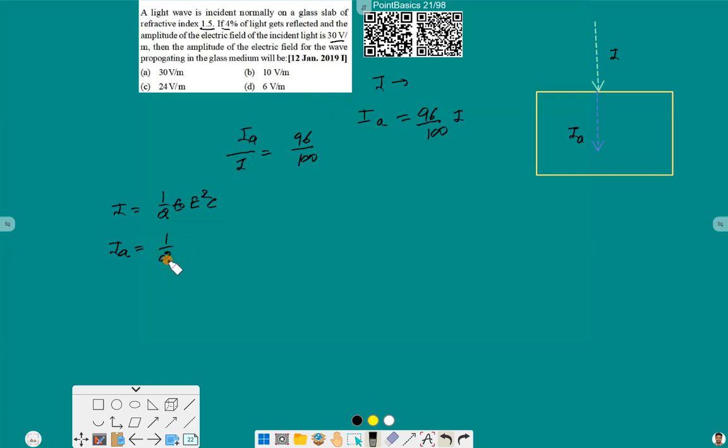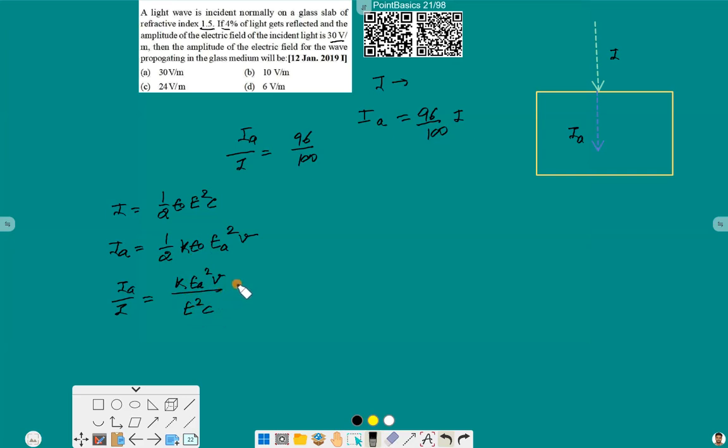So that will be half K epsilon naught, electric field will be suppose EA square, into the value of velocity of EM wave in that medium. So from this, if we divide both of these two, we will get IA by I. Half epsilon naught will get cancelled, and what we will get is K times EA square into V divided by E square into C.